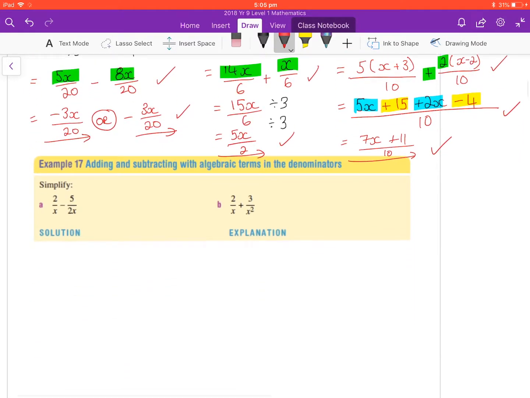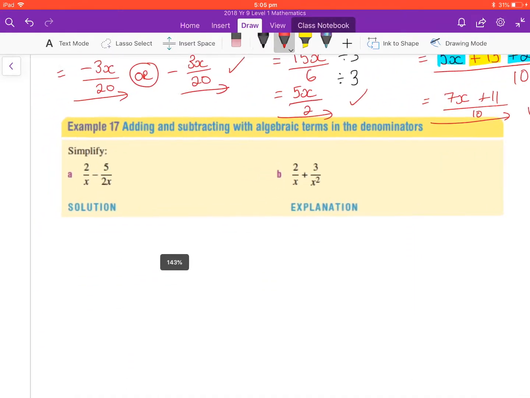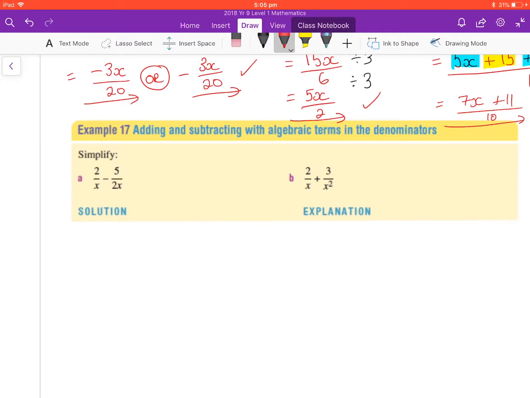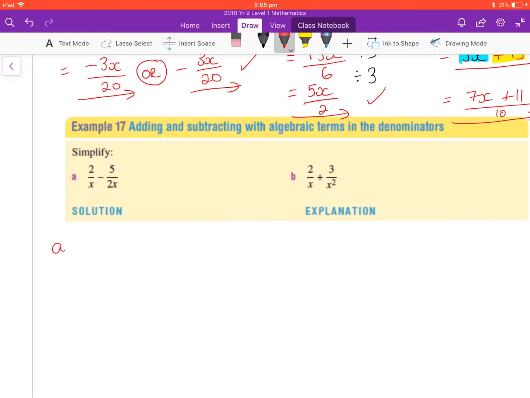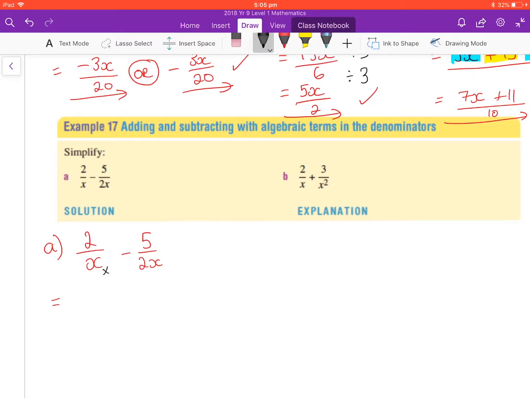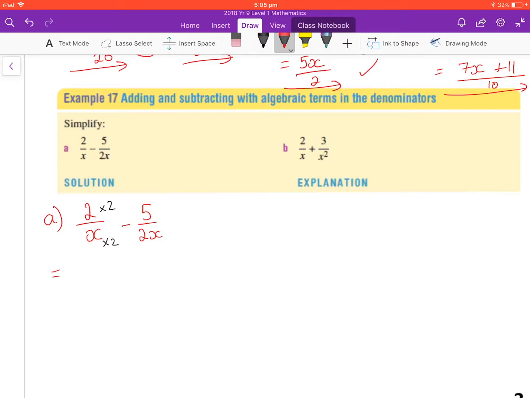Example 17 is the question I would put in to test the top students. With question 17, what you can now notice is that I've got algebra at the bottom of my fraction, so in the denominator. But use the same logic: we've got to get the denominators to be the same. So how can I make x to be 2x? Well, times it by 2. What you do to the bottom, you do to the top. The process doesn't change, so don't let that confuse you. The second fraction stays the same. I didn't need to do anything there.